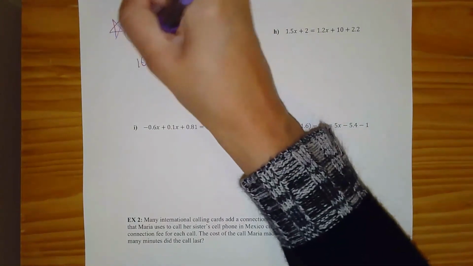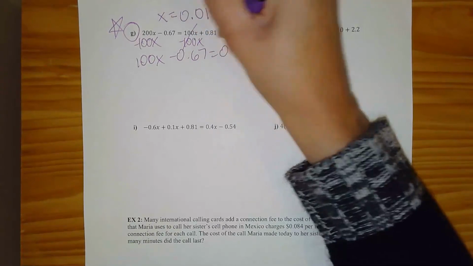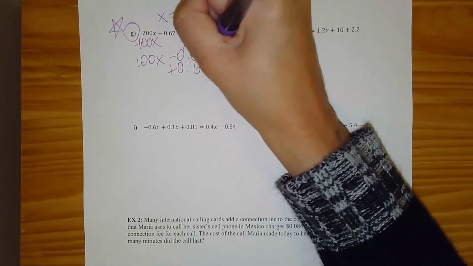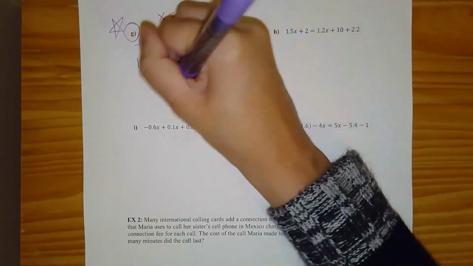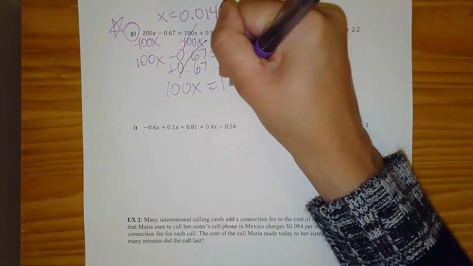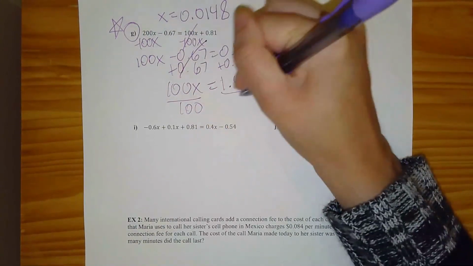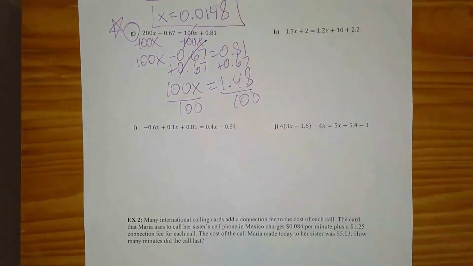So what I would do on this one, I would subtract 100x from both sides. Then you would have 100x minus 0.67 equals 0.81. Then I would add 0.67 to both sides. So then I have 100x equals 1.48. And then divide both sides by 100, which would give you x equals 0.0148 as an answer. Okay?